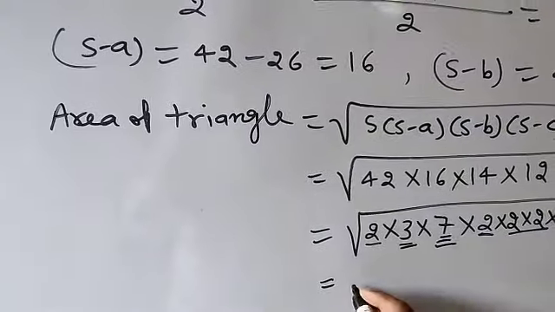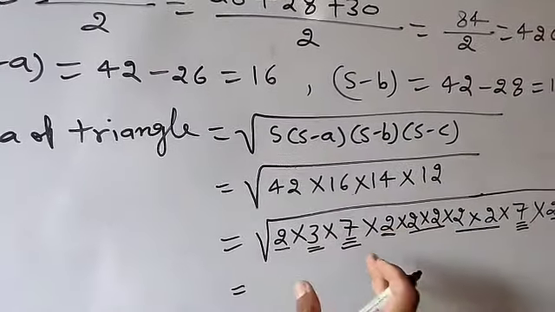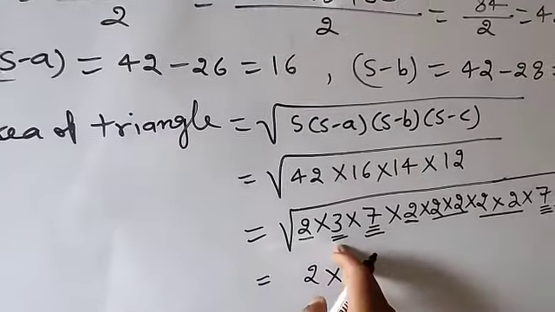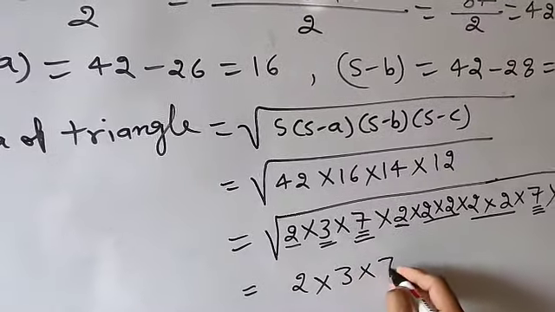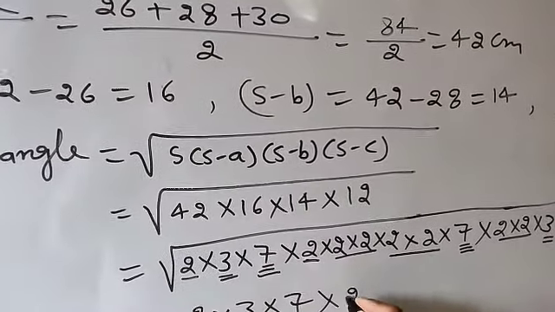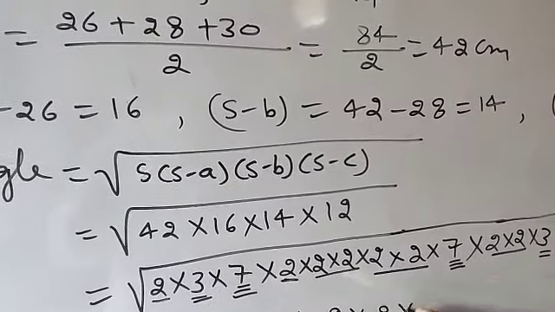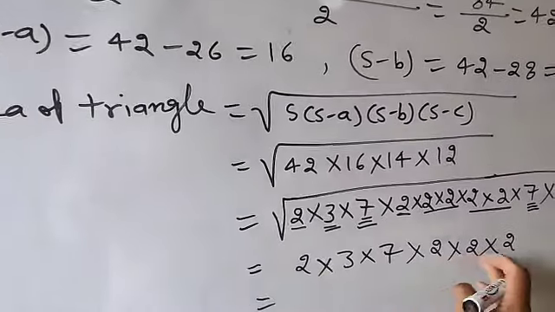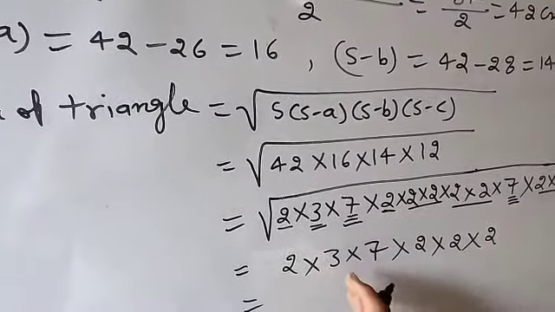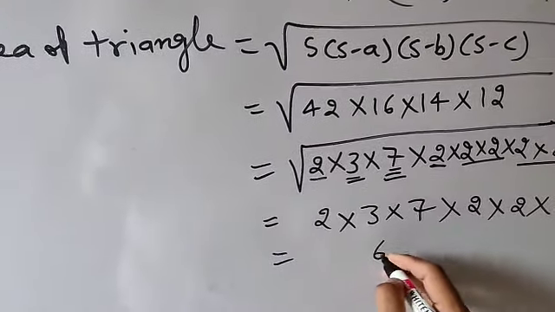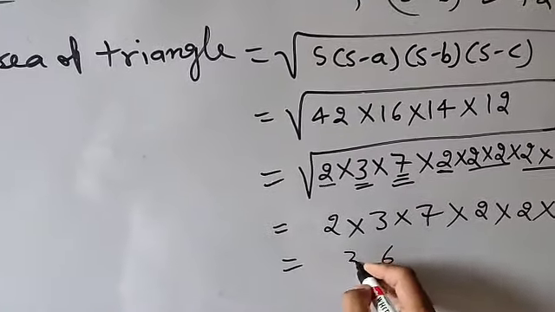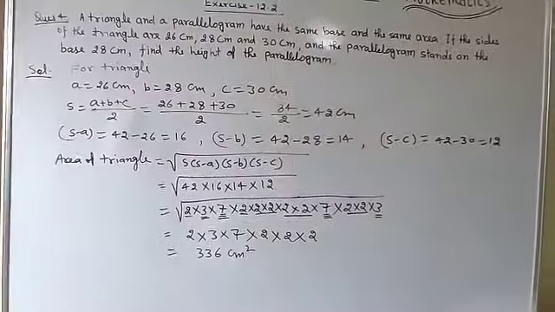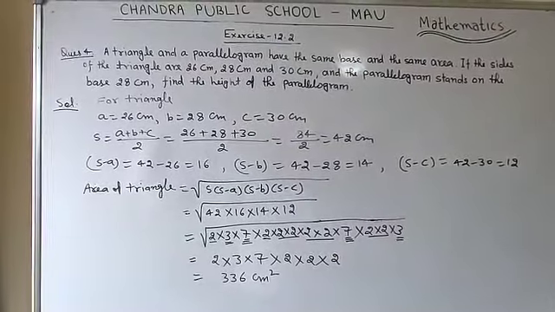So I am going to pick one number from each pair. Here it is 2, and one more 2 is there, so I will take one 2. 3 is also in a pair, 7 is also in a pair. From here you will pick one 2, from here you will pick one 2 and from here you will pick one 2. Now it is equal to 2 into 2 is 4, into 2 is 8, into 2 is 16, 16 into 3 is 48, and 48 into 7 is 336 centimeter square. So area of the triangle is 336 centimeter square.